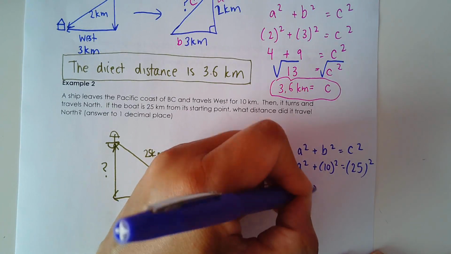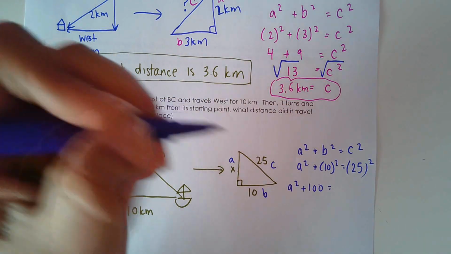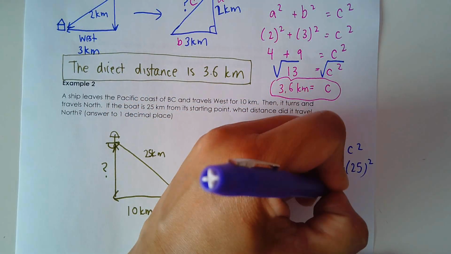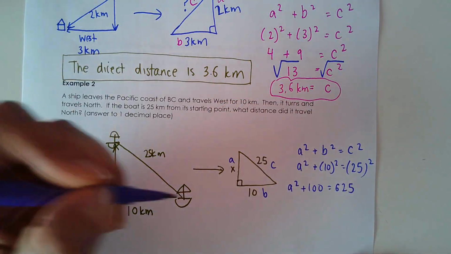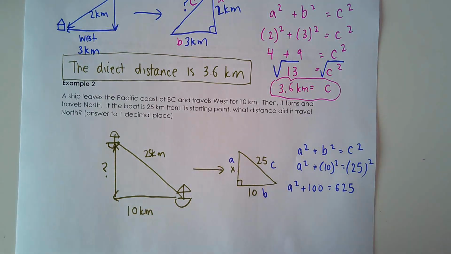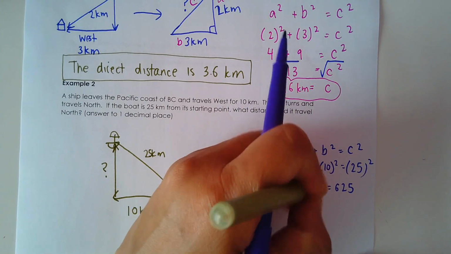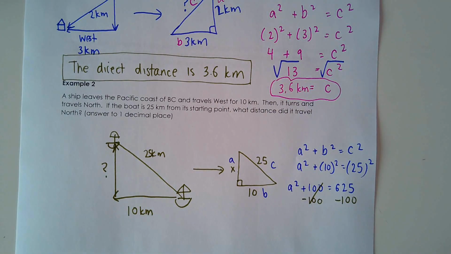So I have A squared plus 100 equals 25 squared, which is 25 times 25. And here, because I'm solving for one of the legs, I have to isolate for this. So I subtract 100 from both sides.